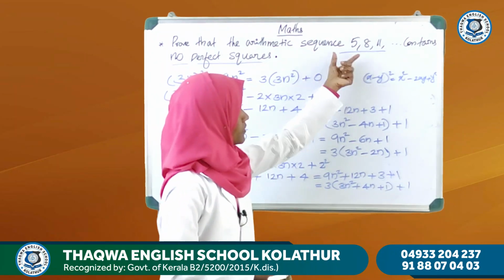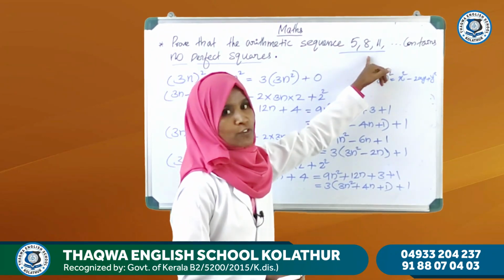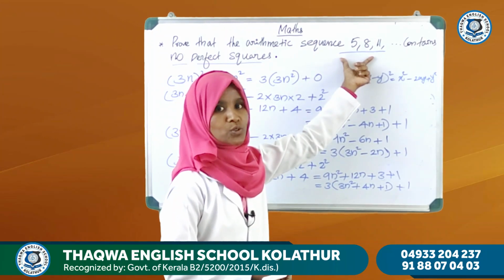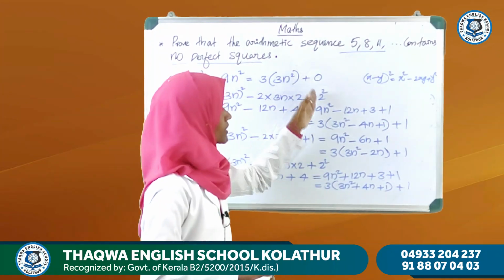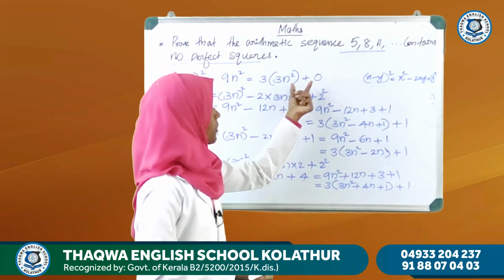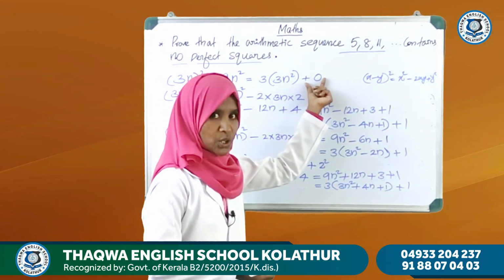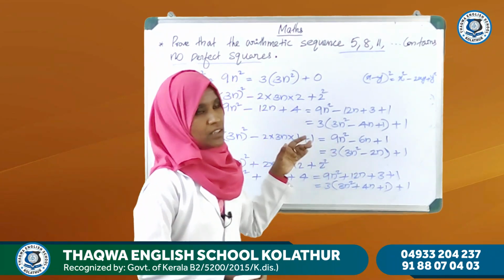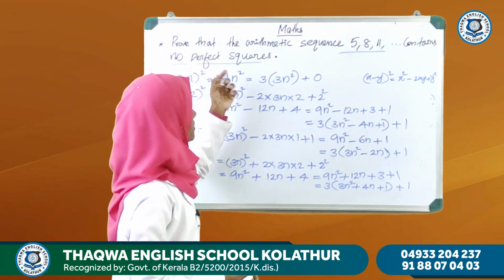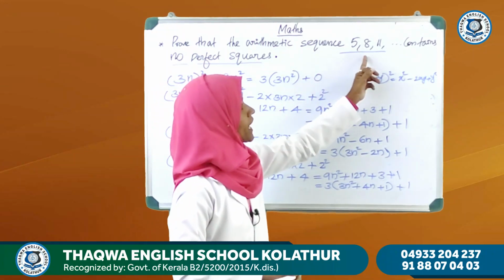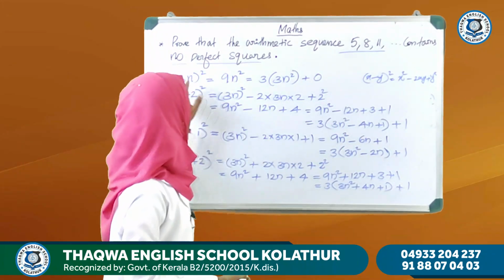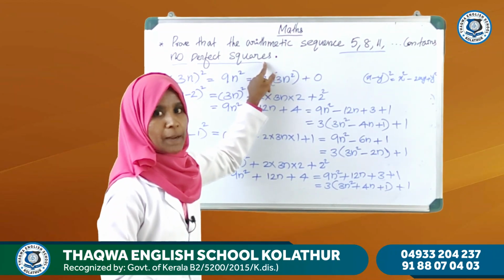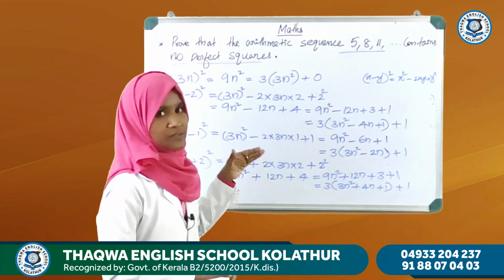In this sequence the terms divided by 3 leave remainder 2. But in all these cases we get the remainder 0 or 1 in each square. Thus we can say that the arithmetic sequence 5, 8, 11, etc. contains no perfect squares. Okay, can you understand?